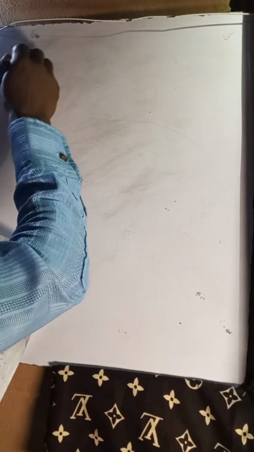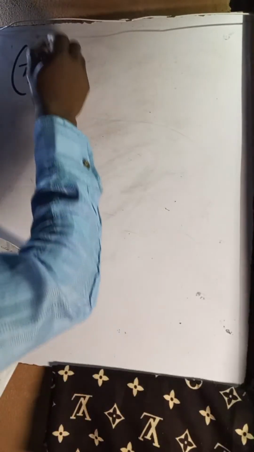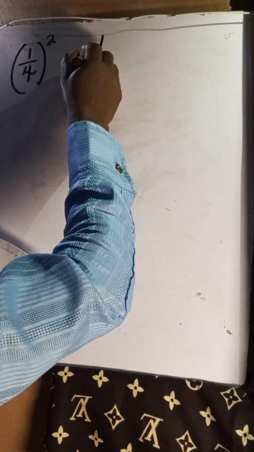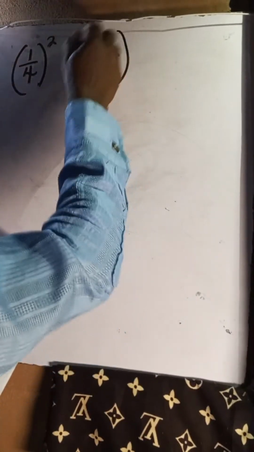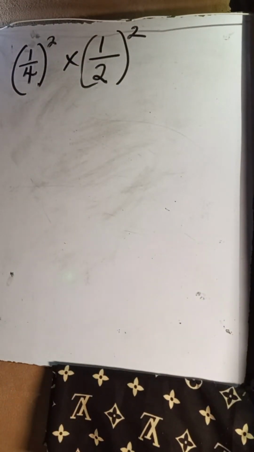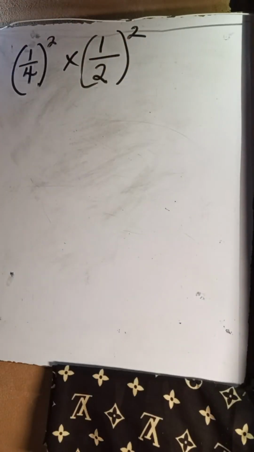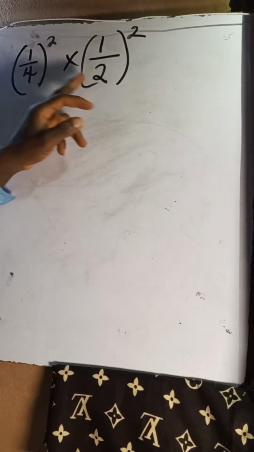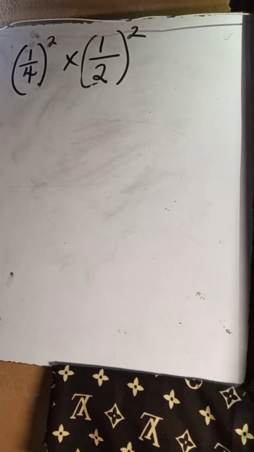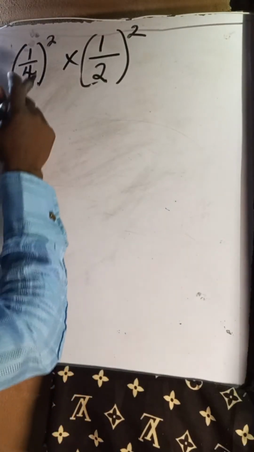So we may have something like 1 over 4 raised power 2, times 1 over 2 raised power 2. You can see here that the bases are not equal, but the powers are equal. So the implication is that we are going to bring these two together and give them a common exponent, because the exponents are equal, but the bases are not equal.